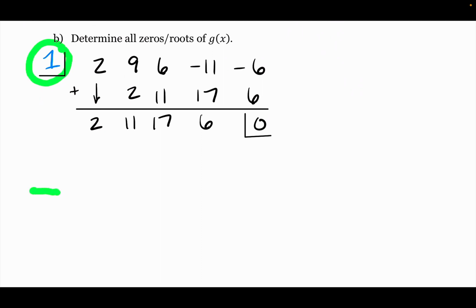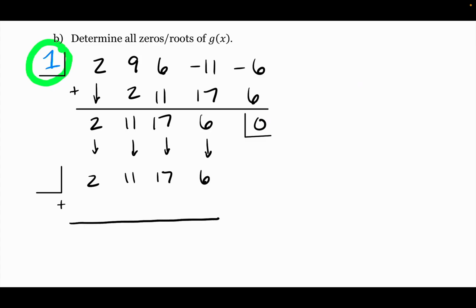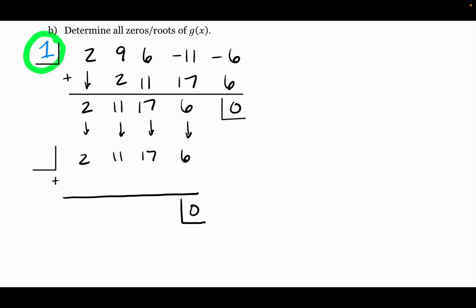Do division again. So in pen, except it's not going to be the original. It's going to be what I have left. So it's going to be 2, 11, 17, 6. The goal is still the same. I want a remainder of 0. Okay.